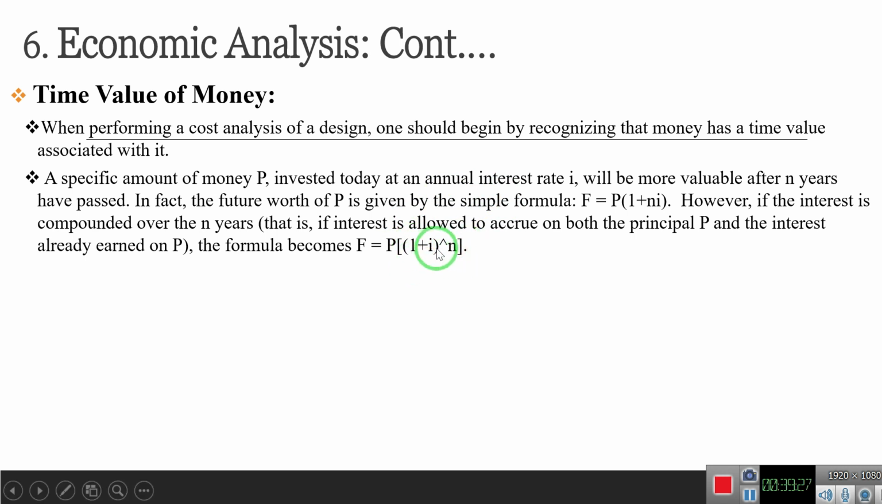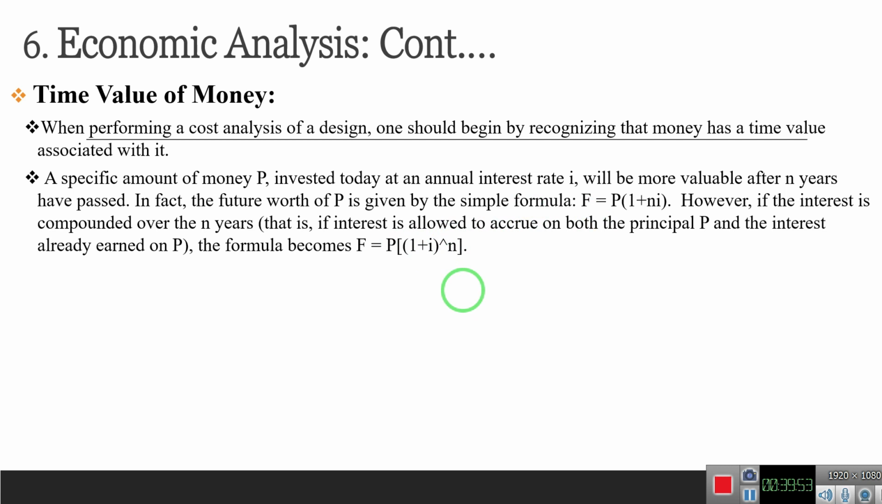How much? 1.1. How many years? 10 years, right? So 1.1 whole to the power 10. How much? Yes, N is years, the number of years. 1.1 power 10, how much? We'll check in the calculator.